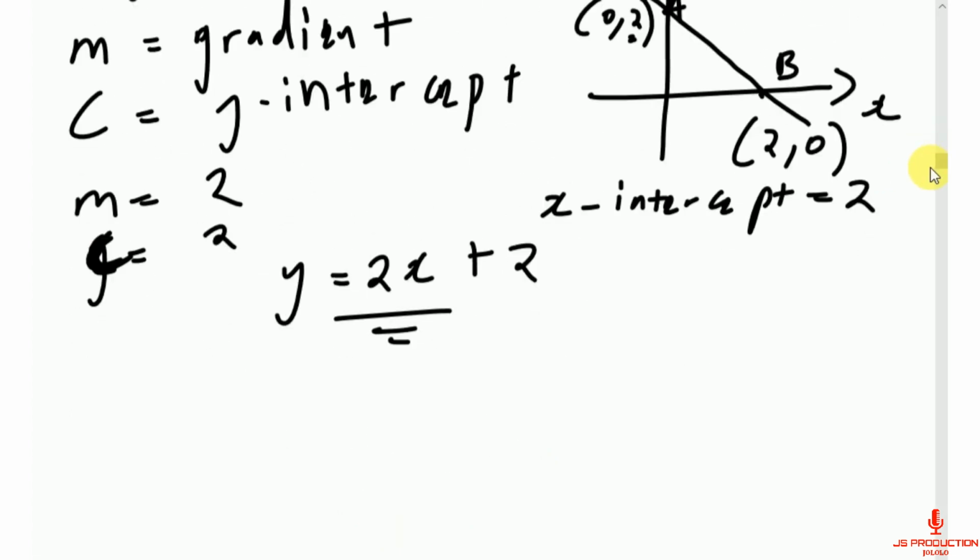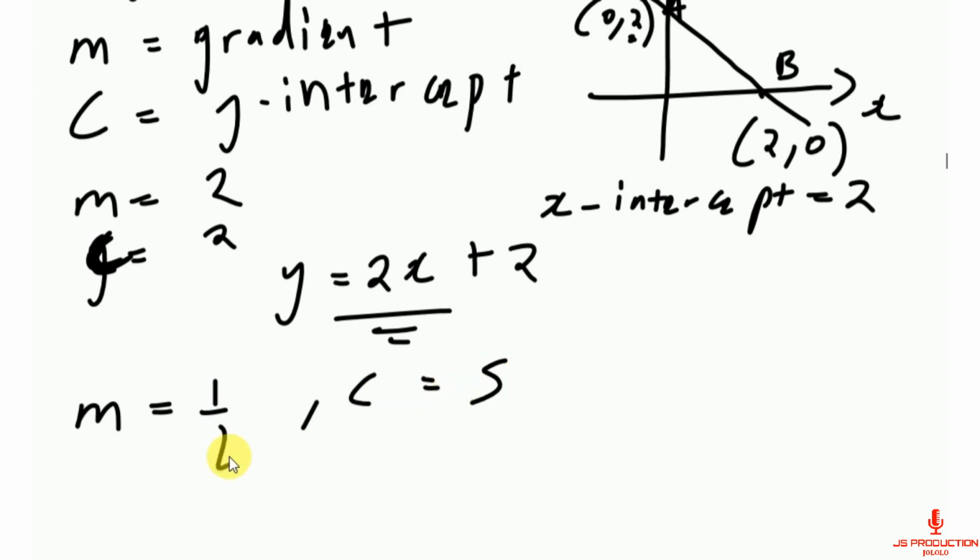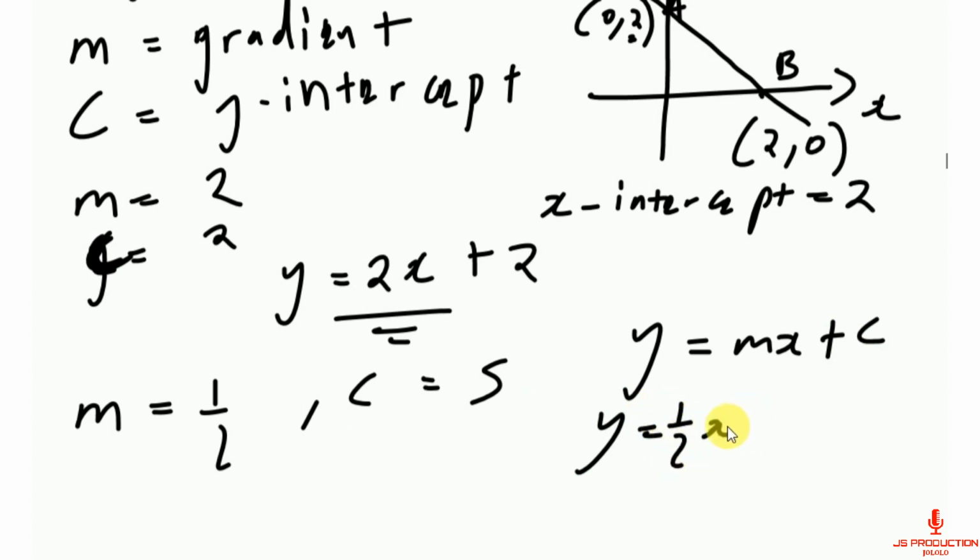Another example: if you have been given that the gradient is equal to a half and the y-intercept is 5, and you have been told to find the equation of this straight line, we say y = mx + c. So y will be equal to, since the gradient is a half, 1/2 x, plus c, that's 5.